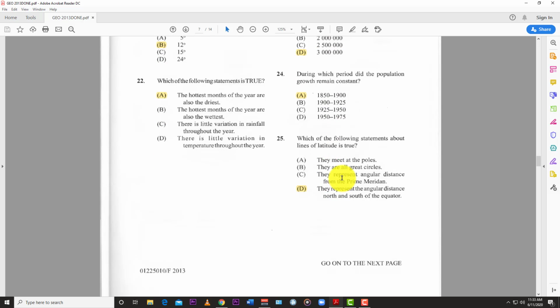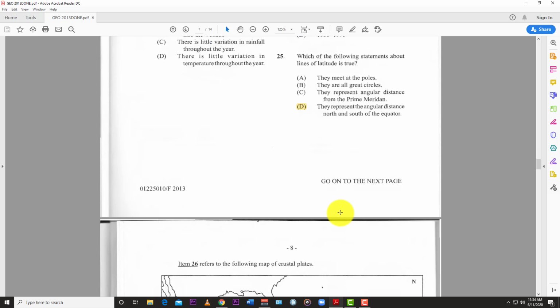All right, number 25. Which of the following statements about lines of longitude is true? And so the answer is D. They represent an angular distance east and west of the prime meridian.